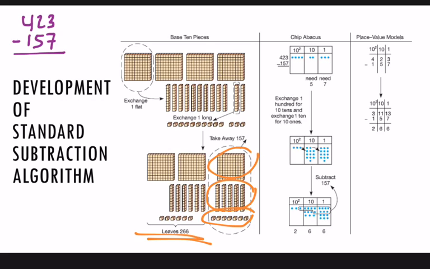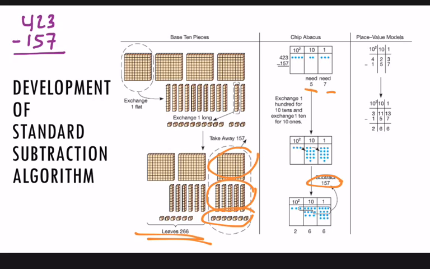Here's what this would look like using a chip abacus. You represent your first number, 423: 4 chips, 2 chips, 3 chips. We need to take away 5 and 7, but we can't. We don't have enough. So you make your 2 exchanges, 100 for 10 tens, and then 10 for 10 more ones. And now you can subtract, so circle to show the ones that are being taken away.